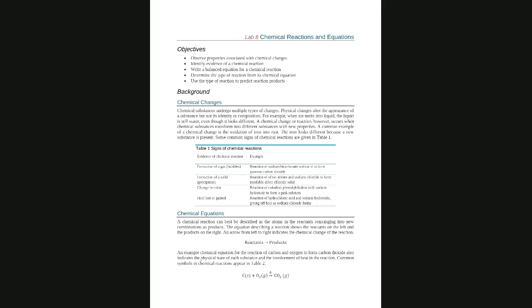And what do we use for chemical changes? We use chemical equations. So the objectives, we went through that. We'll identify the evidence of a chemical reaction, and then we'll balance the chemical equation, and we have to know what type of chemical reaction it is and predict the product. So we'll go over all of this material in this session.